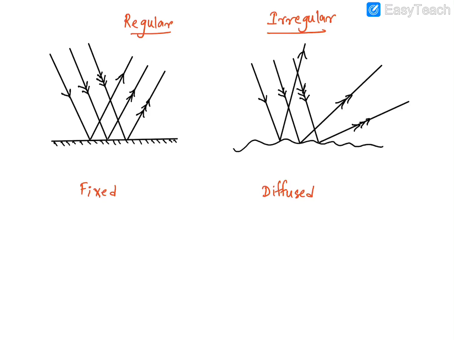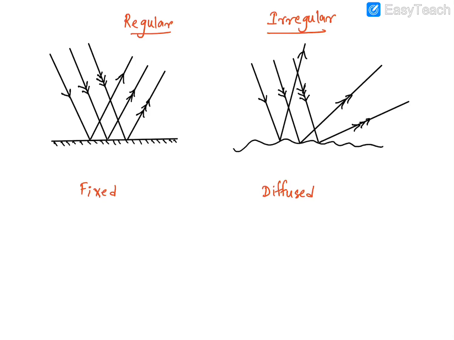Or also just differentiate between them. So I'll repeat once again. In regular reflection, if the incident light rays are parallel, reflected light rays are also parallel. Whereas in case of irregular, even if the incident light rays are parallel, the reflected rays are not parallel. Number two, in regular reflection the light rays are reflected into a fixed direction, whereas in irregular they are getting diffused, meaning they go into any direction.